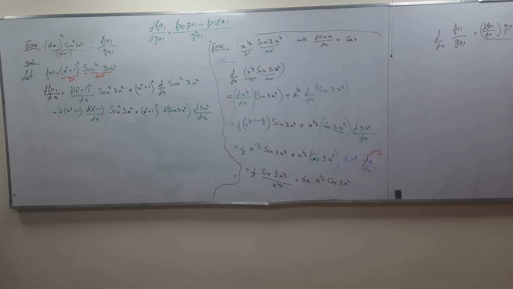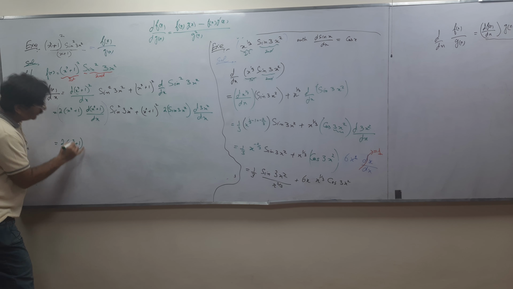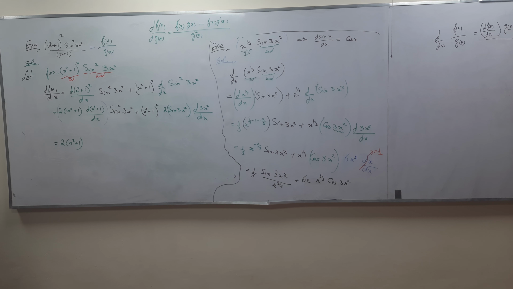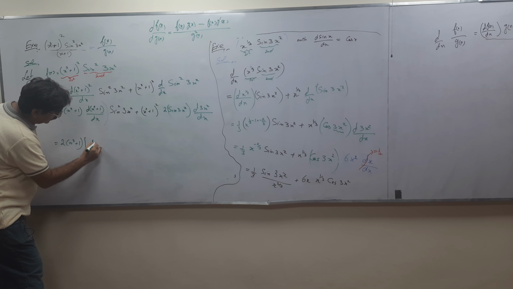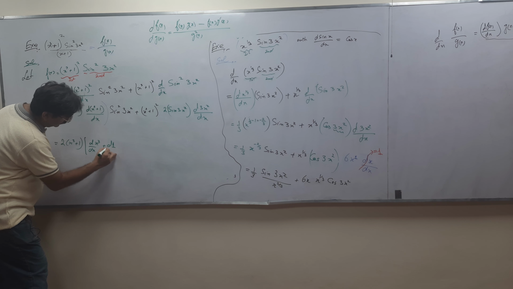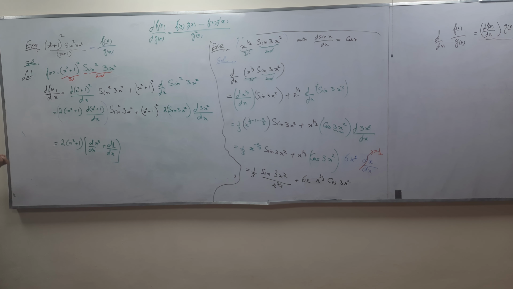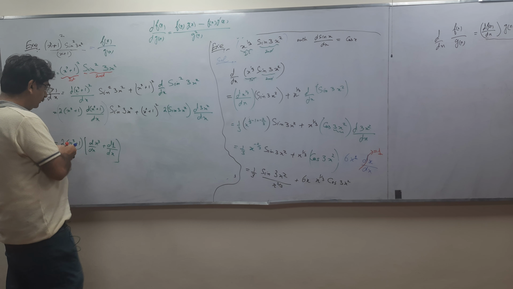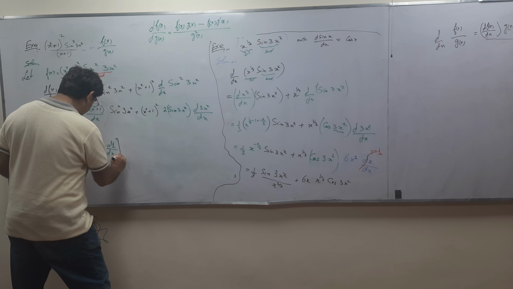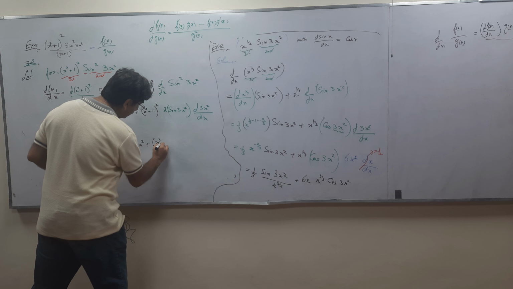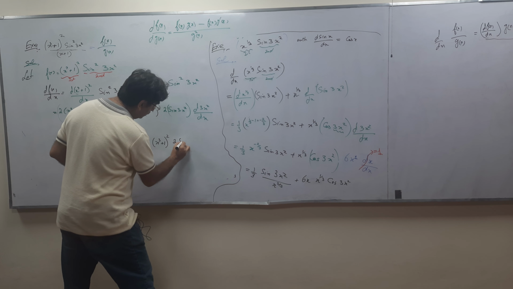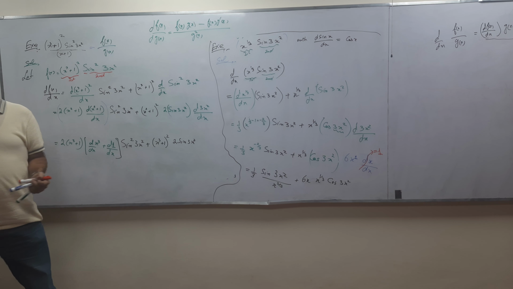Okay, so 2 (x cube plus 1), yes, derivative of this function will be 3x squared. What will be the derivative of this?